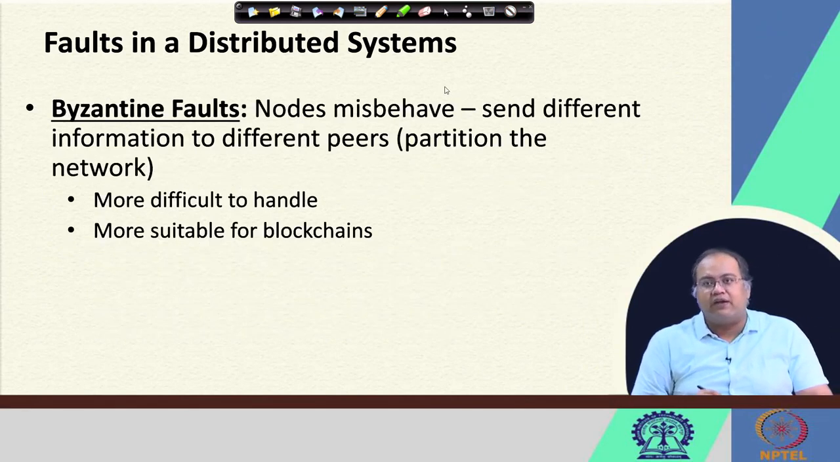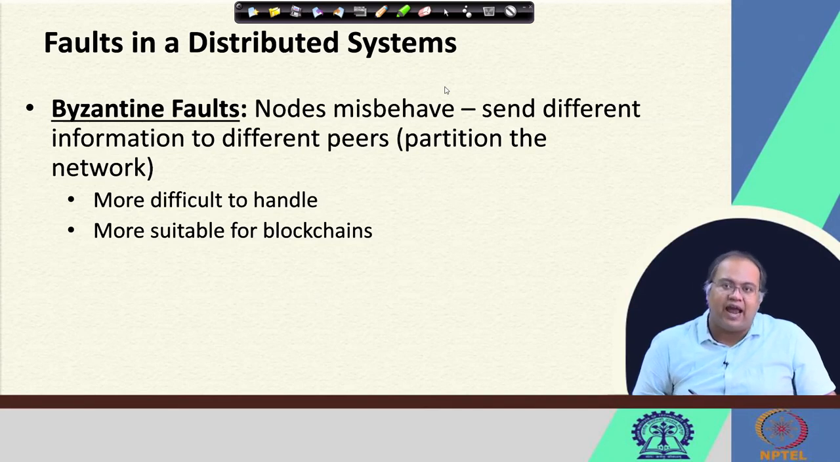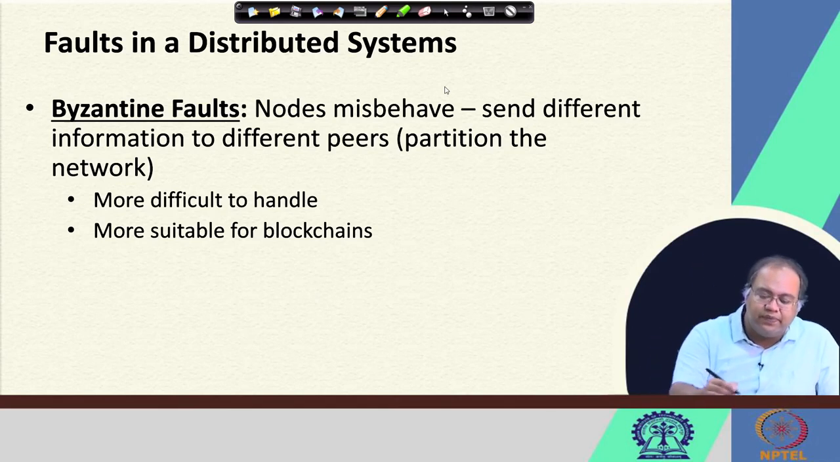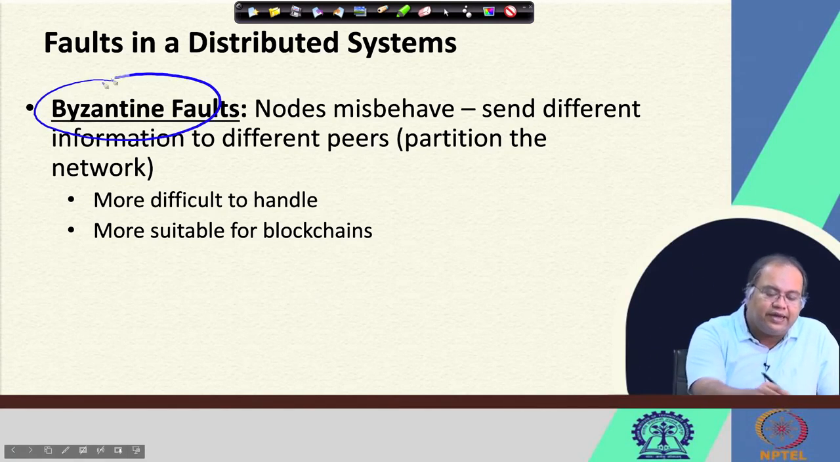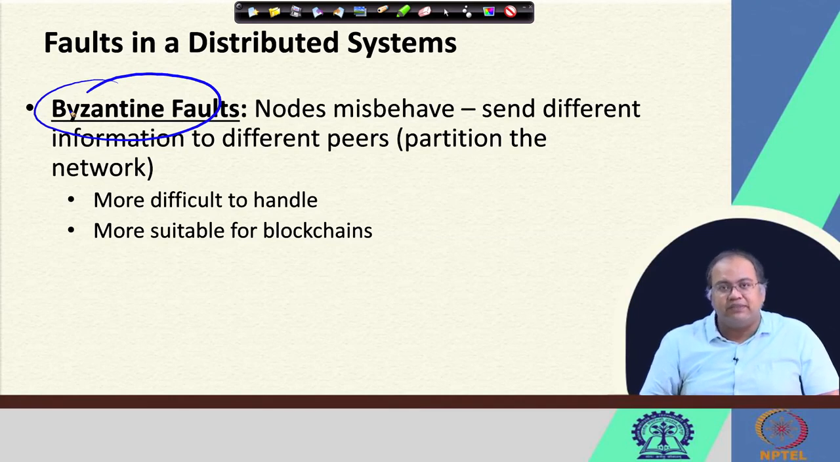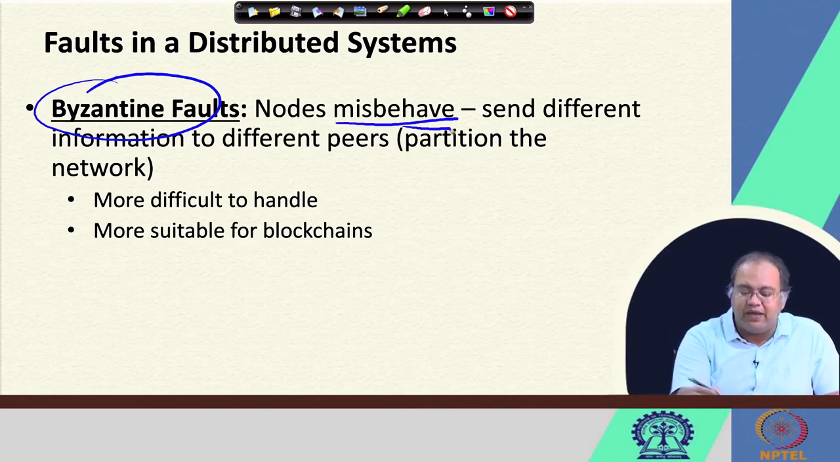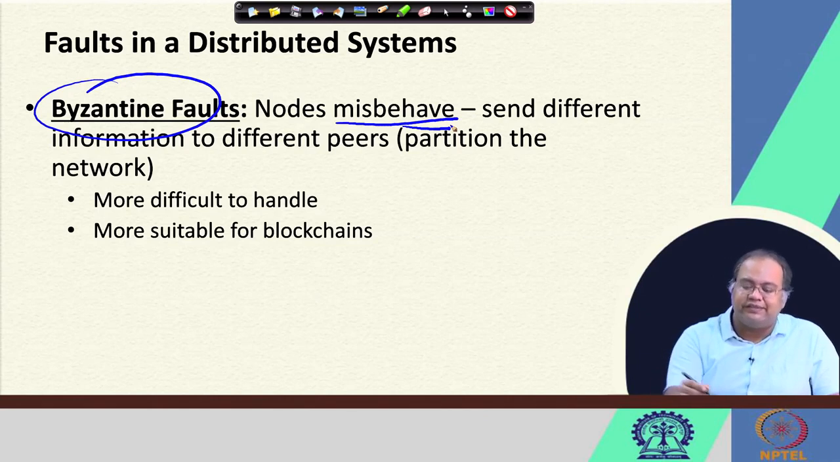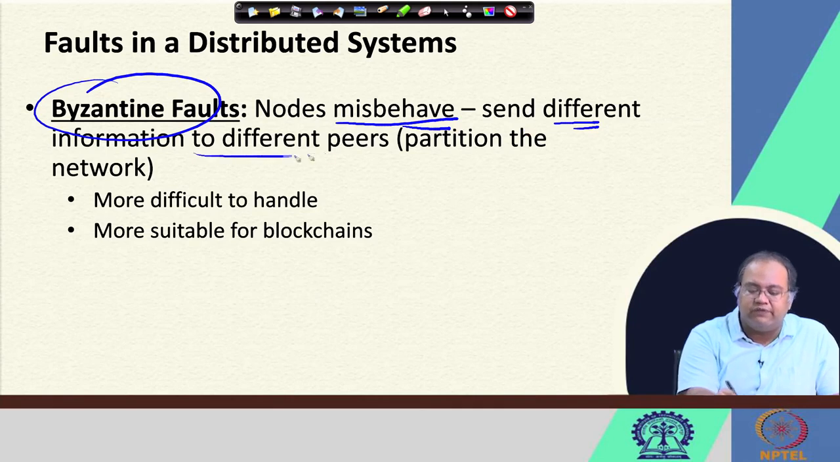Now the second type of fault, as I was mentioning earlier: in case of crash, we just assume that the messages will not be received. It is not that you will receive a wrong message. If you receive a wrong message, that is this second type of fault which we call the Byzantine fault. In case of Byzantine fault, the node starts misbehaving, either due to an attack or due to some kind of fault, and it starts sending wrong information. Or rather, it sends different information to different peers.